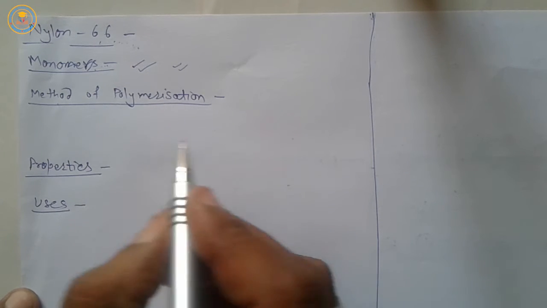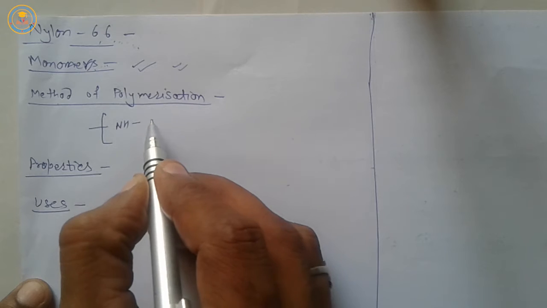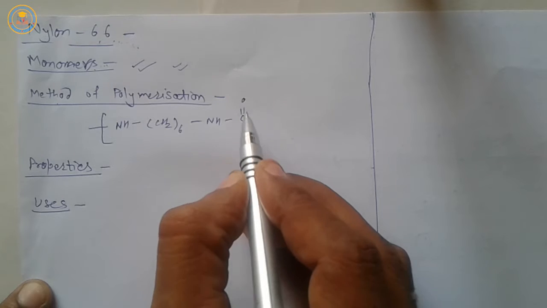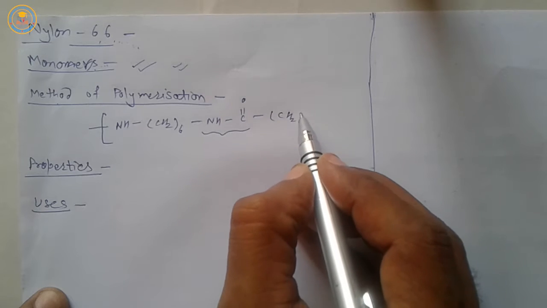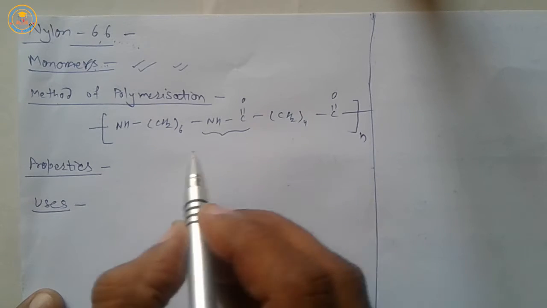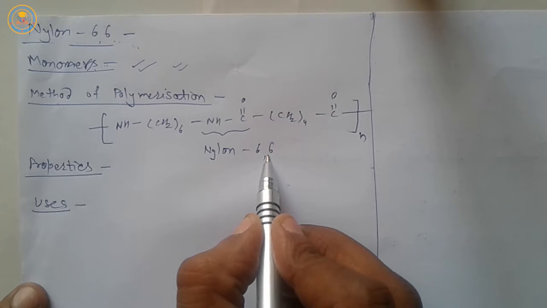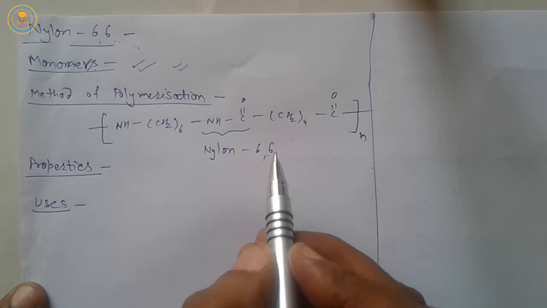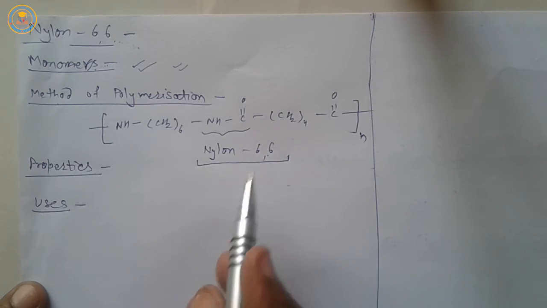The chemical formula of nylon 66 is shown here. It has an amide bond. It is the chemical formula of nylon 66. In nylon 66, 6 carbon atoms are present in each monomer, so its name is nylon 66.